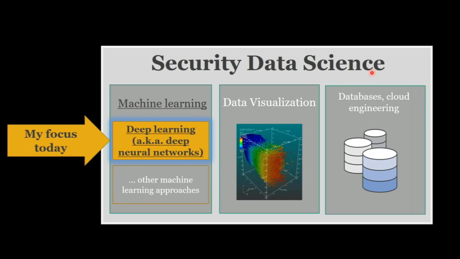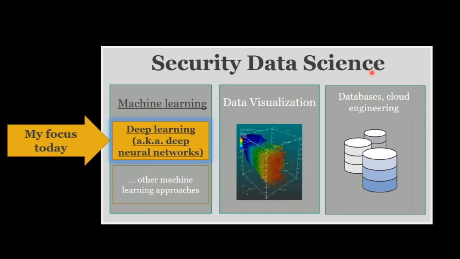So, at least in my view, there are three areas of security data science. There's machine learning. These are algorithms that learn to solve problems from data. A good example is a malware detector machine learning system, which is trained on training data, so known malware, known benignware, and learns to detect new malware, right? That's machine learning.